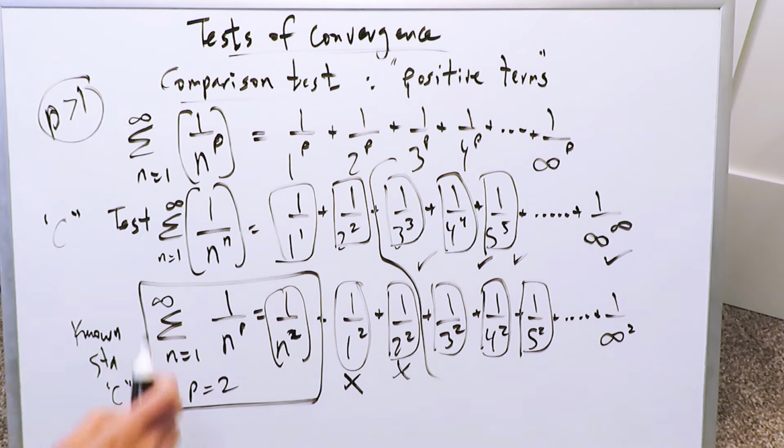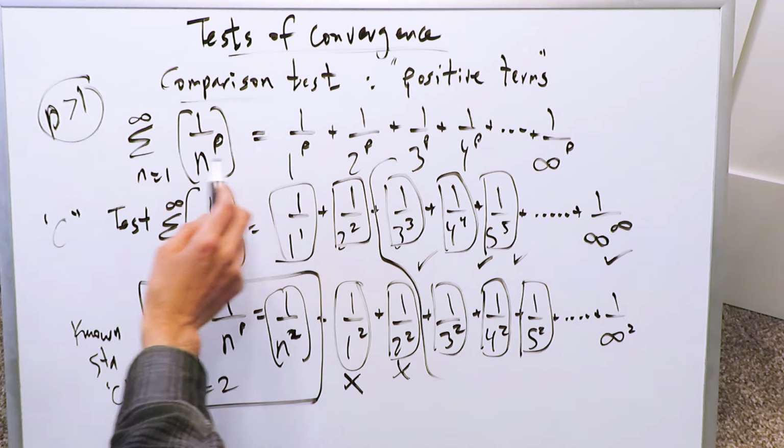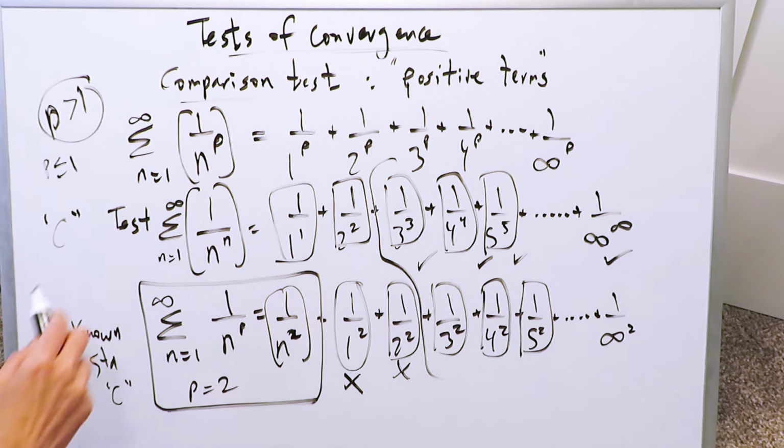Keep in mind the tests of convergence we've talked about are the basic test and the comparison test. With the comparison test, you want to look at something like this. The p-value should be larger than 1 and you will see convergence. If the p-value is less than or equal to 1, you will see divergence.